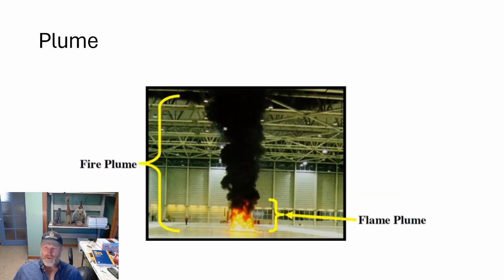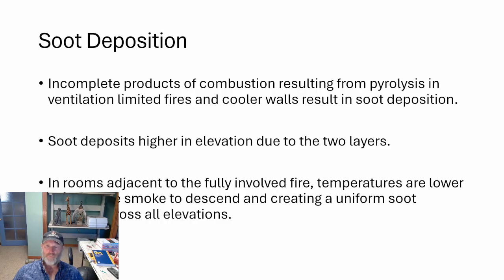So here's a definition of plume. You see the flame plume and the fire plume. You see how dark that sooty smoke is. It should be obvious that soot, what it does is it will deposit on the walls, and it does that because of a temperature differential. When the walls are cool, the smoke effectively condenses on the wall surfaces. But if the fire's hot enough, it heats the walls up to a sufficient temperature that condensation can't occur.